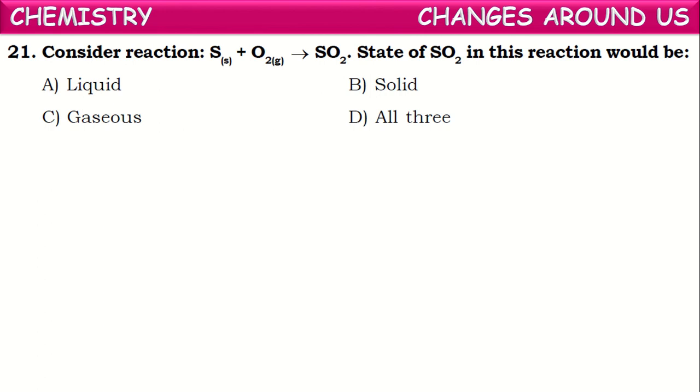Consider the reaction. Sulfur plus oxygen gives sulfur dioxide. The state of sulfur dioxide in this reaction would be, generally, oxides of sulfur are gases. There are two oxides, sulfur dioxide and sulfur trioxide. So here, the sulfur dioxide formed is also a gas. Sulfur is a solid, oxygen is a gas. When sulfur is burnt in oxygen, it forms a gaseous product, sulfur dioxide. It is a gaseous product.